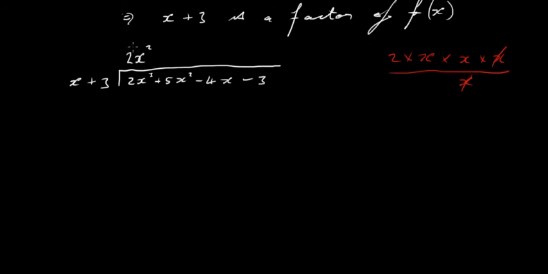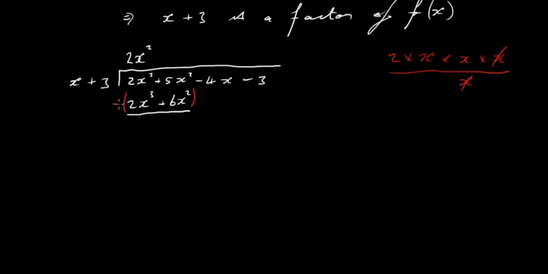Okay, so we're going to take this 2x squared, we're going to multiply it by these two terms here, put our answer underneath here. So 2x squared times x is 2x cubed, which is the same as this term here, which is what you want. If you don't get the same thing here, you've done something wrong. Okay, so 2x squared times plus 3 is plus 6x squared. Put a line underneath and subtract.